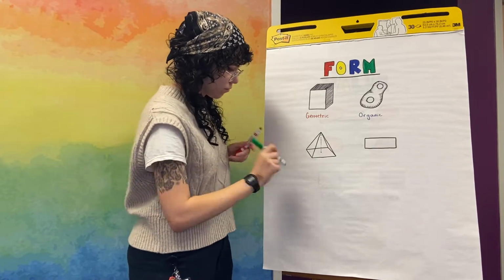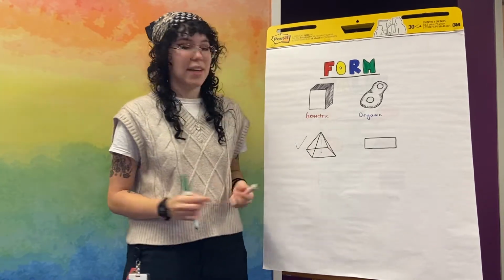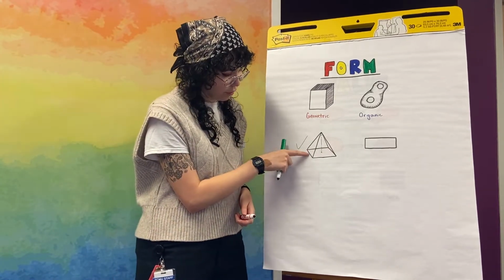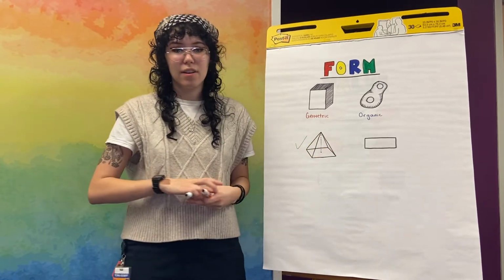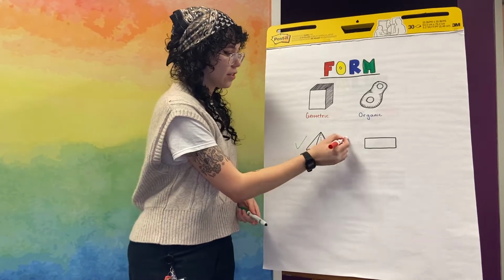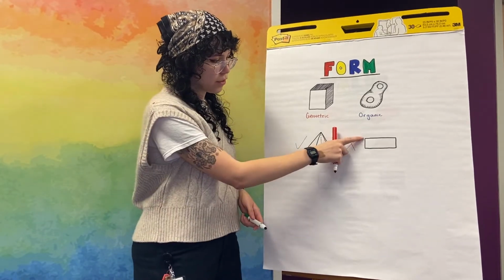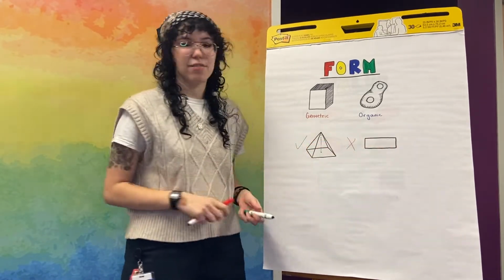This is a form because it's 3D and we can measure it for length, width, and its height. This one isn't a form and really it's just a shape because we can only measure it for its length and width and it's kind of flat, it's not 3D.